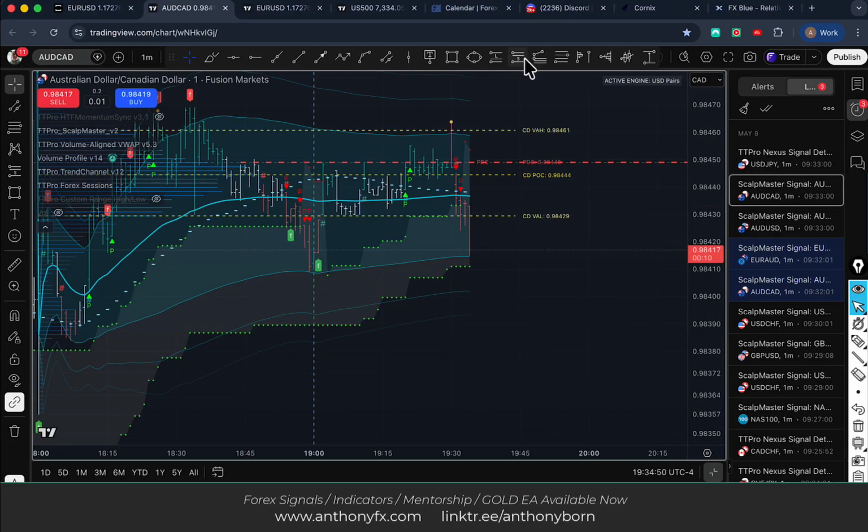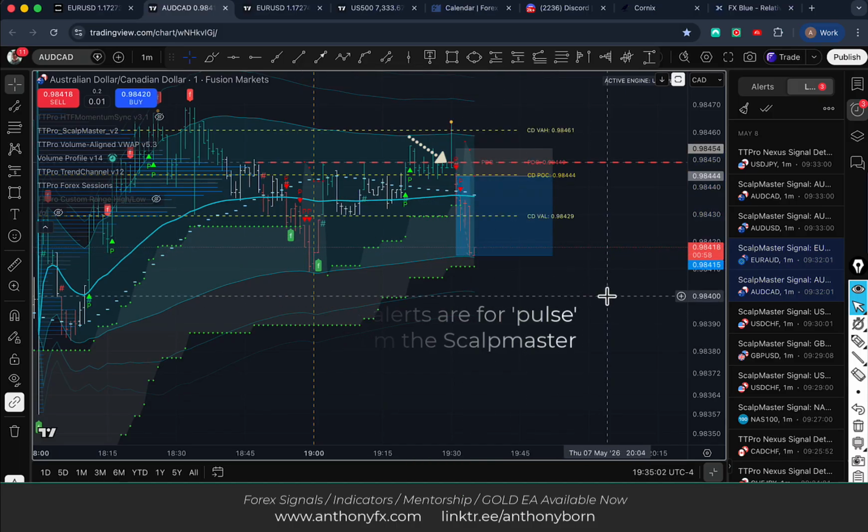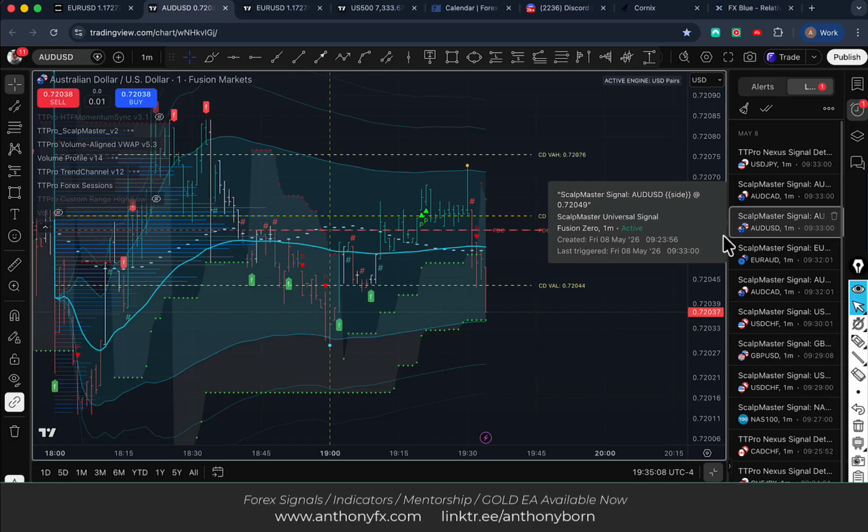I missed this one as well. Look, short. Value area high. We didn't get that, but we got a P. All right. That's already up at 2.93R. No, I missed the boat. Never mind. Look at this.